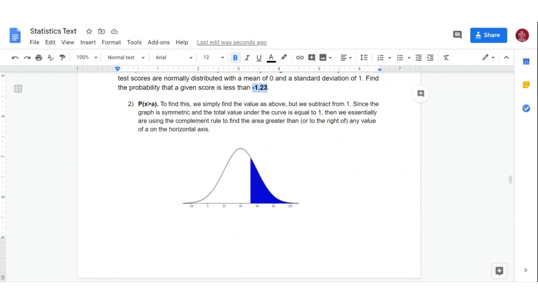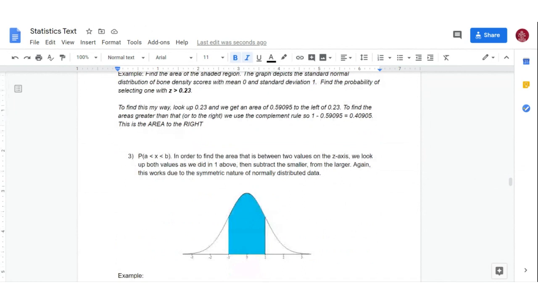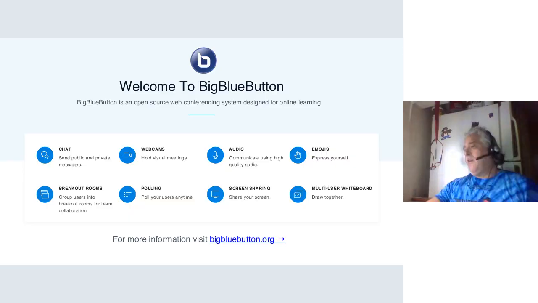So find the area of the shaded area. The graph depicts the standard normal distribution of bone density scores with a mean of 0 and a standard deviation of 1. All right. Standard deviation is 1 and mean of 0 means that this is a z-score. If you don't have a mean of 0 and standard deviation of 1, you'll have an x value and have to calculate the z-score by hand. We'll look at that next. So now, you can do this with the textbook, a table. You can do it with the calculator. But let's just look at this again with the calculator just so you can get the hang of bringing those values back with that calculator in case you didn't get it the first time.